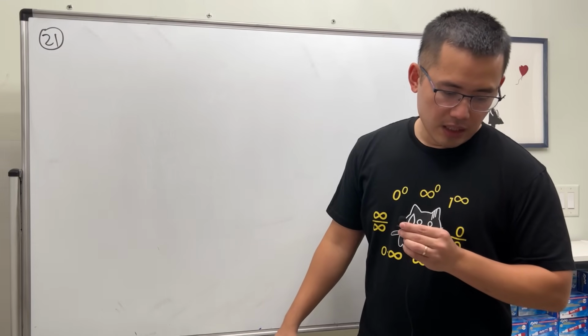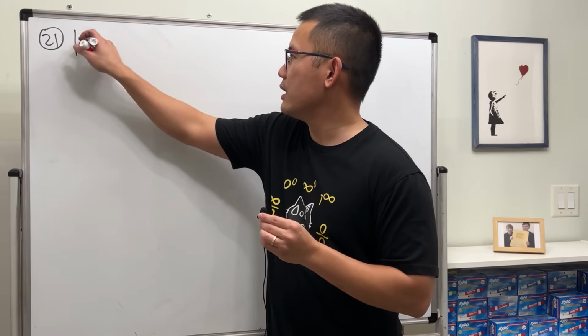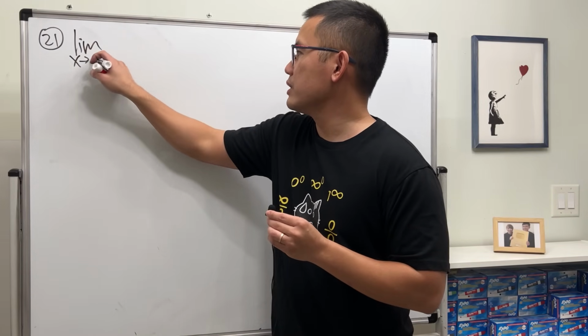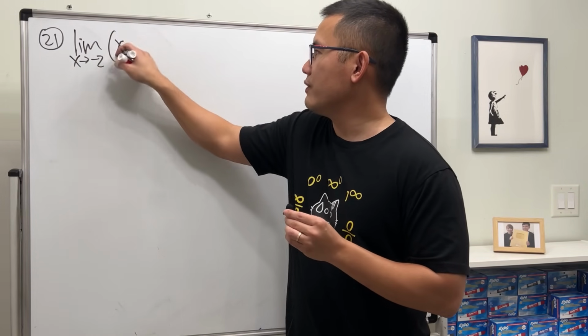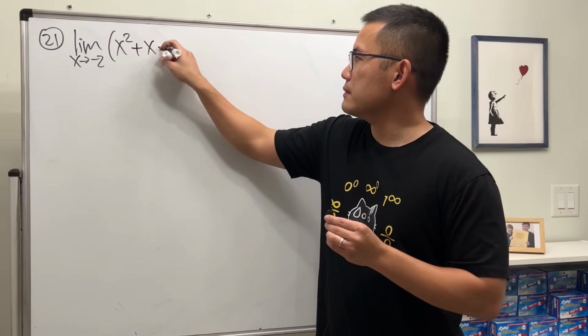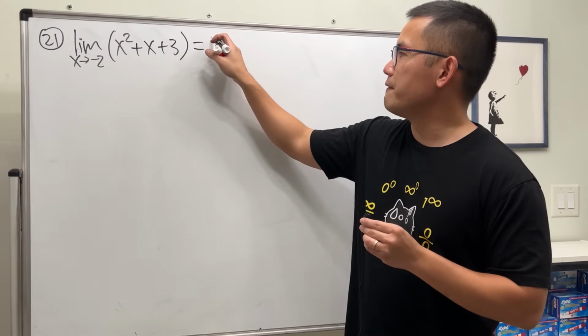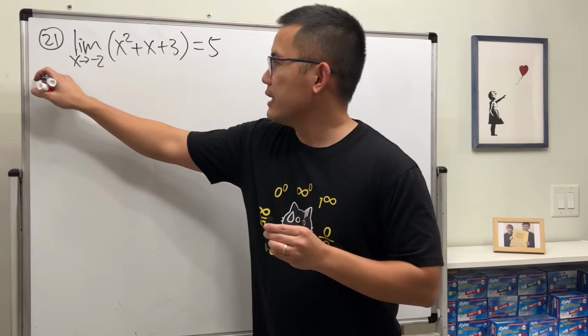Okay, let's do another quadratic one. Limit x approaching -2, and here we have x squared plus x plus 3. This is equal to 5. Alright, epsilon delta.